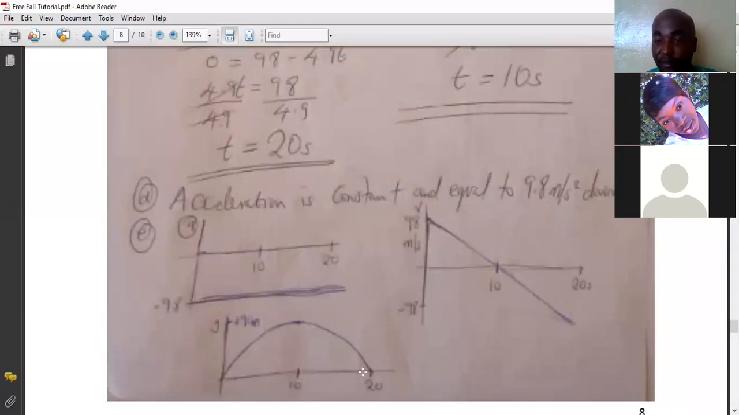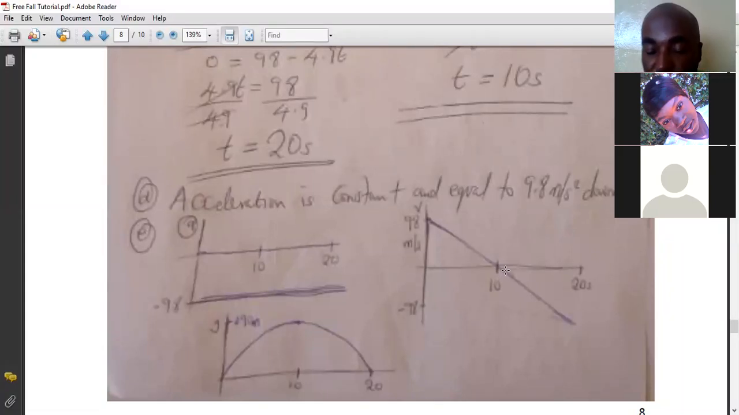Position is a quadratic parabola, like that. This is the maximum height. Then you go like that. Velocity, I said, starts at the initial value, then at the time of the highest point, it is sharp.